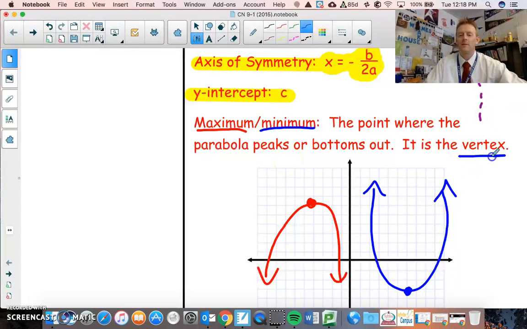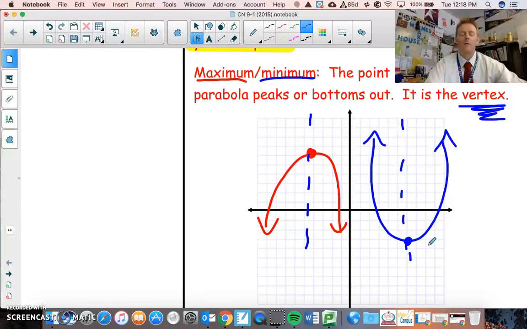It's called the vertex. So that's very, very important that we know that that's the vertex. So we need that specific point. We also need to know this axis of symmetry to find that specific point. So those are things that are going to be helpful for us. And we're going to get started with our first example.